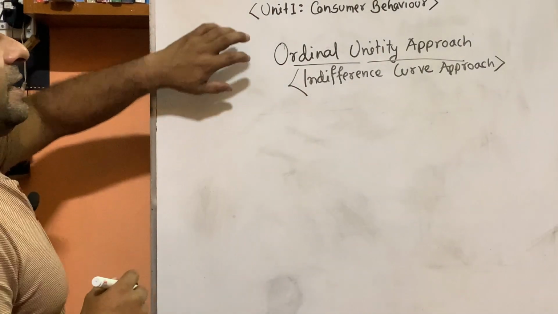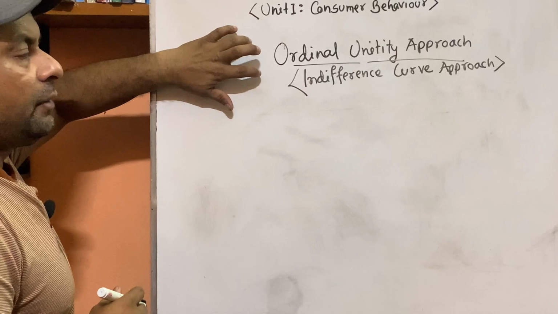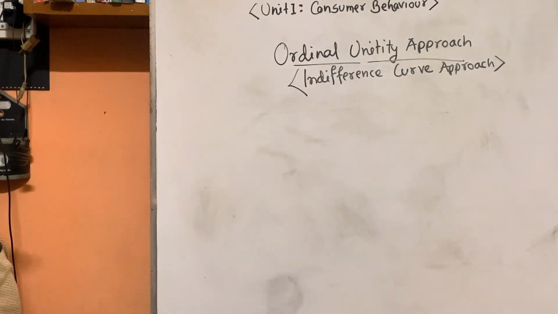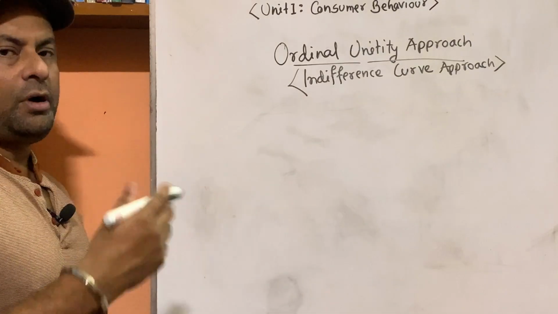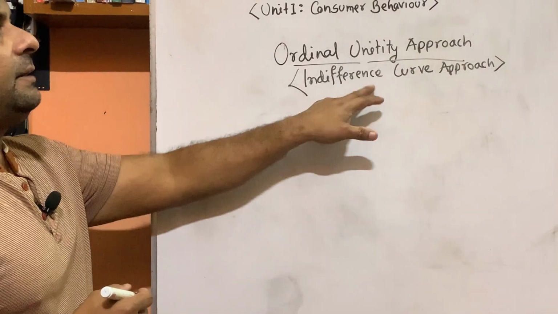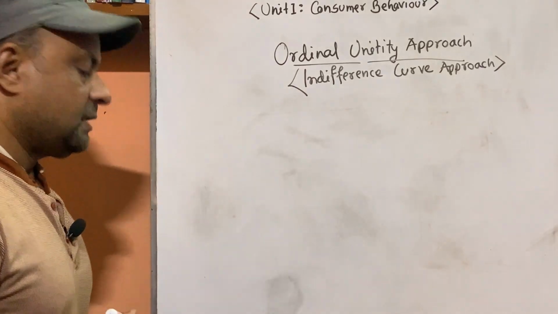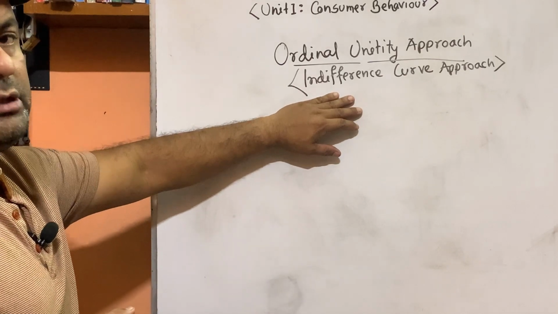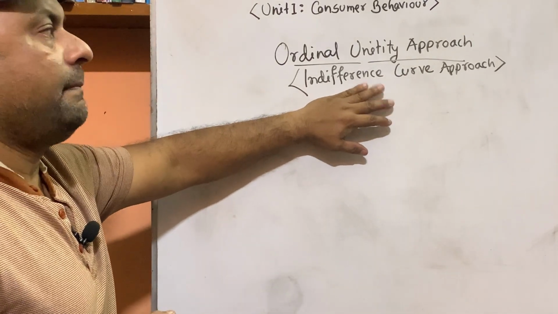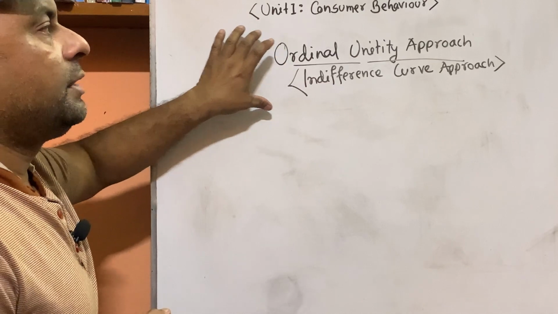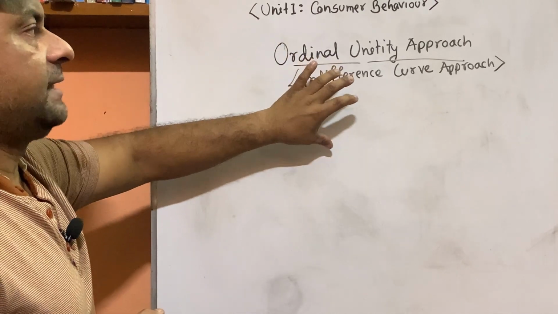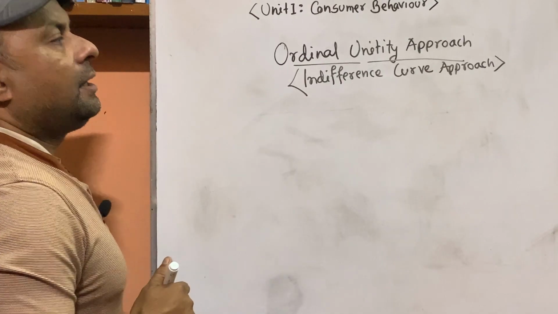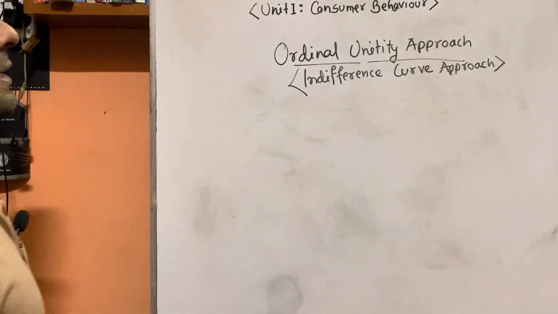Cardinal was where we can measure utility by giving numbers. Ordinal means where we can measure utility by giving ranks. Ranks, in the sense that when you compare utility in different goods, at that time we can give ranks. Suppose a person prefers apple compared to mango. It means he is giving rank 1 to the apple and rank 2 to the mango. So when you compare different goods, we can give ranks, but we cannot give numbers. So ordinal utility means that utility which we can measure by giving ranks.